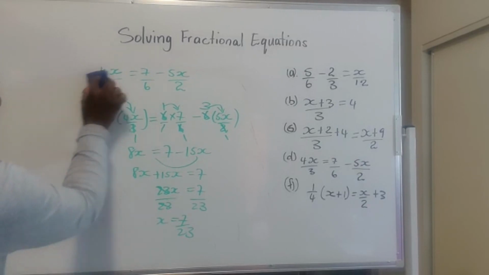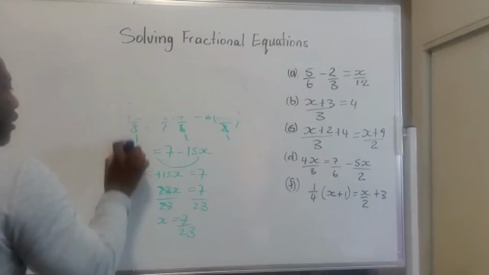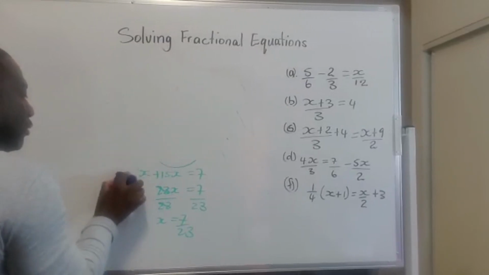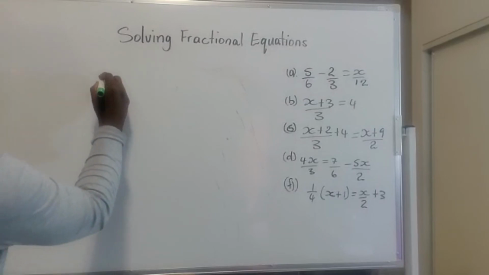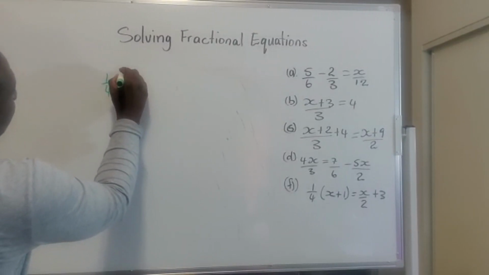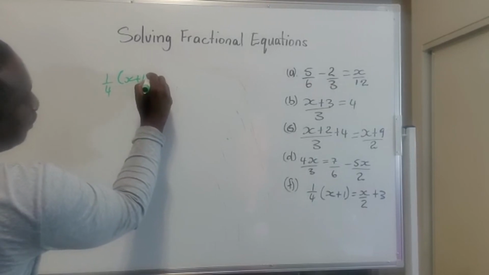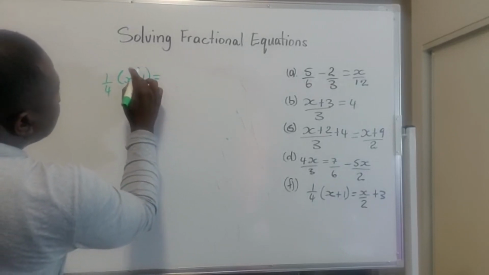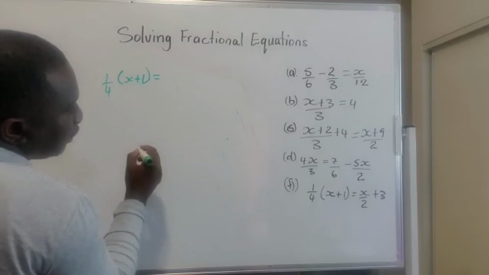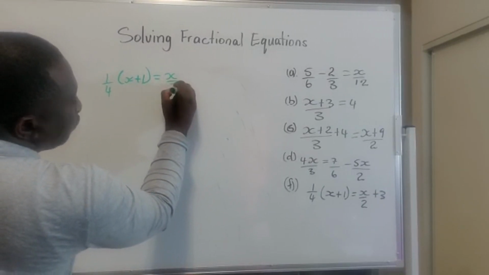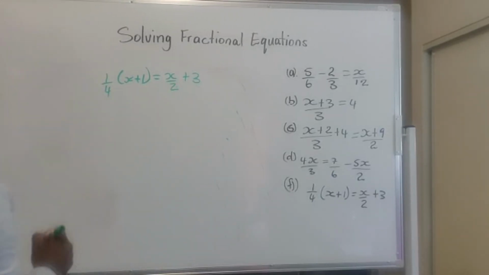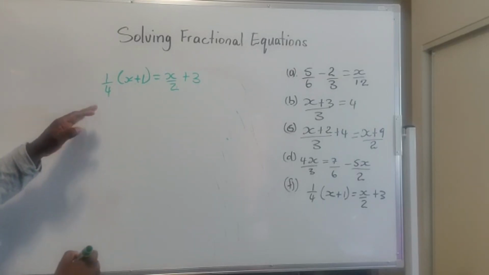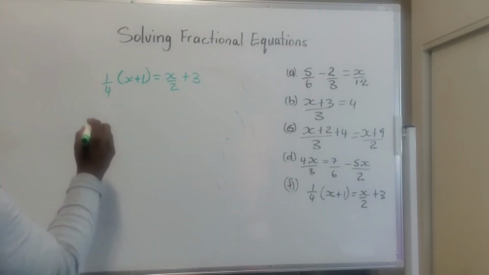I'll go to the final problem here. I'm gonna work the final problem, which is a quarter, 1 over 4, x plus 1 is equal to x over 2 plus 3. Again, we need to identify the least common denominator. In this case, we could use 4.